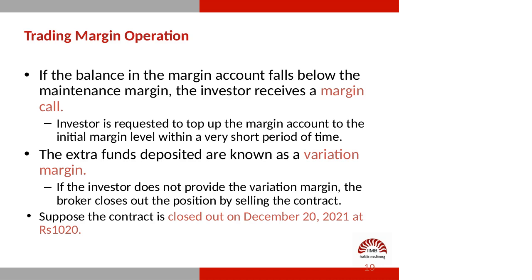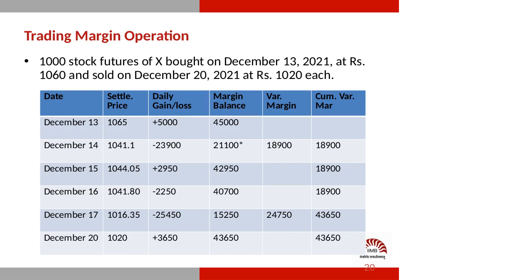So let's say this was started on December 13th and on December 20th it was closed out, and the closing price of a share was $1,020. So this is what it is. You bought 1,000 stock futures of X on December 13th at $1,060 per futures contract and sold on December 20 at $1,020 each. So what do I have? I have the prices, I have the days 13, 14, 15, 16, 17 and then 18, 19 was the weekend, and December 20. So I have 6 days.